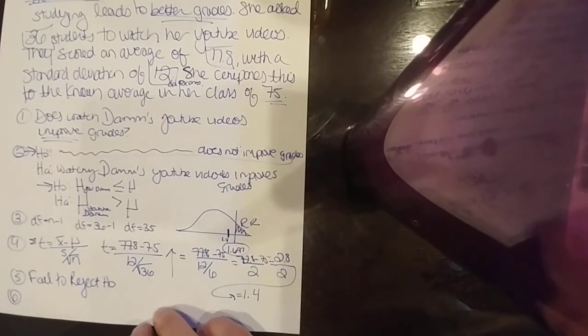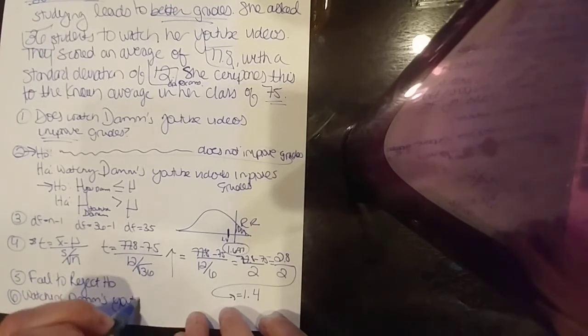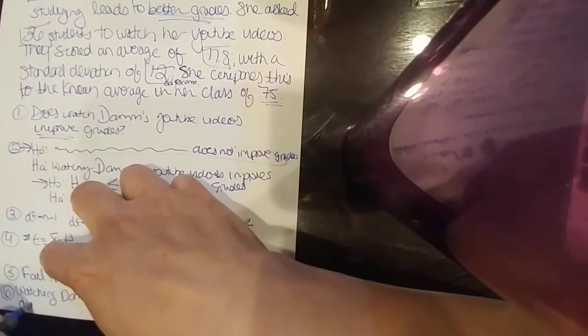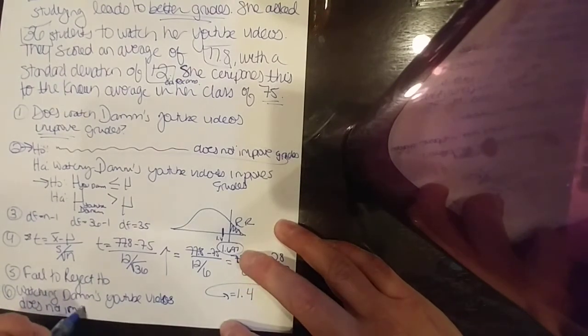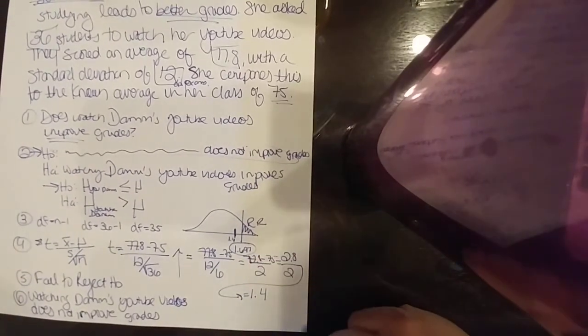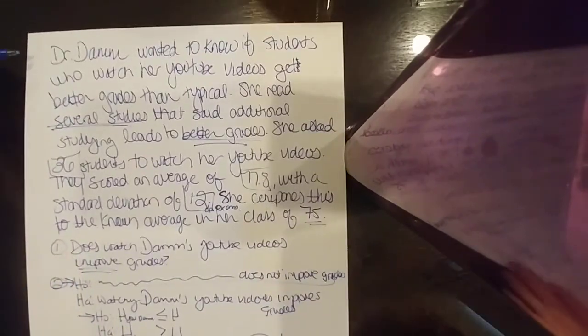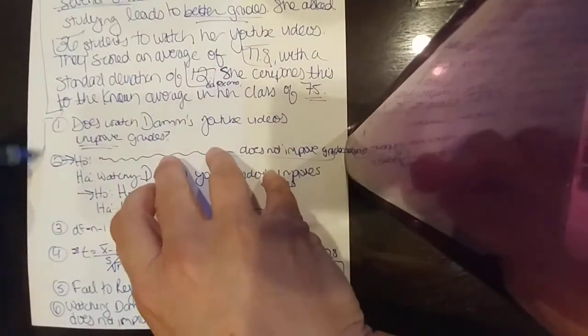So for step 6, I finally conclude that watching Dam's YouTube videos, you can spell, does not, I'm trying to see if you can see my handwriting, improve grades. So, of course, I made these numbers up, and you're watching a YouTube video now, so we may be wrong. But this, in the messy way, is here's the prompt. Then we have all 6 steps, here.